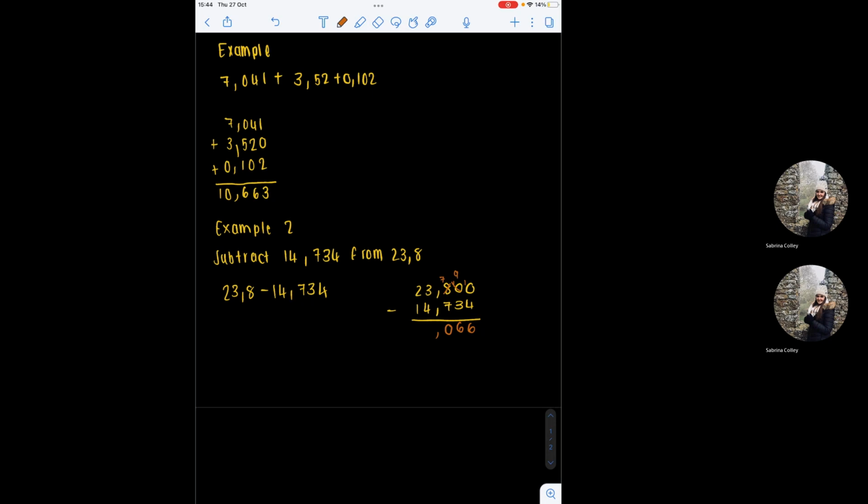Then it's going to be 3 minus 4. We can't do that, so we have to borrow from its neighbor. And it's going to become 1. And we give 1 to the 3. So that's now 13 minus 4, which is 9. And then 1 minus 1, which is 0. So our final answer is 9,066. Okay, so very easy.